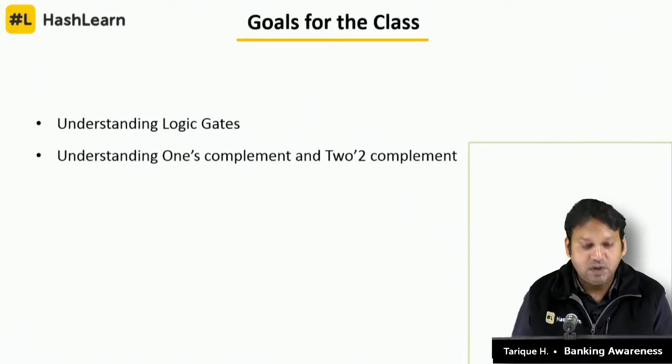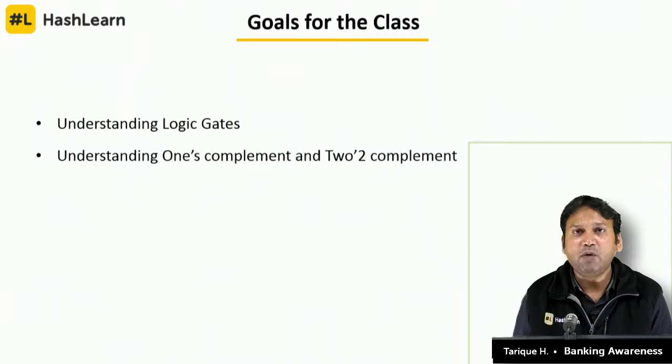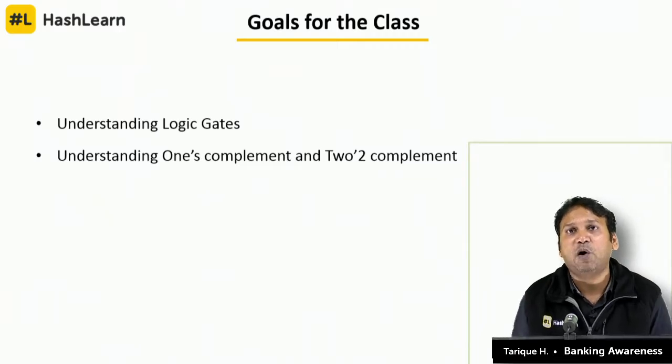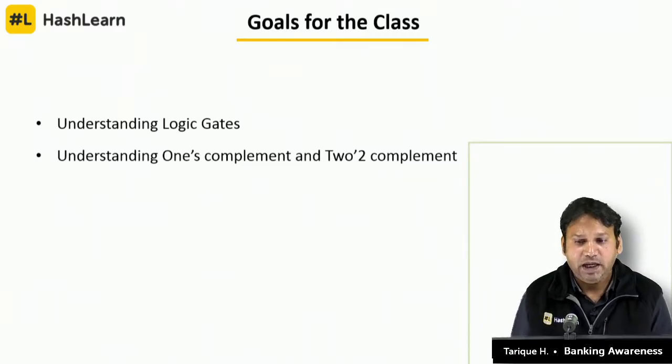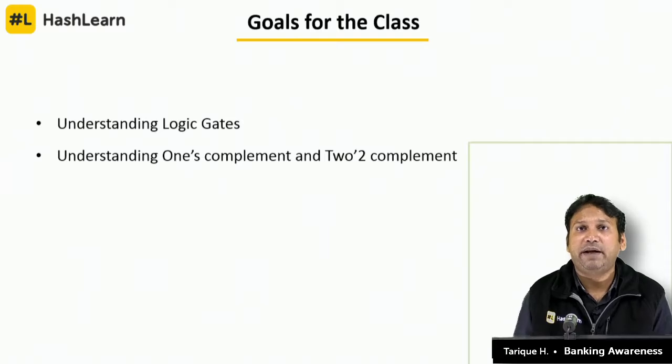So today's goal is to understand how to find ones complement and twos complement of a binary number, and to understand a little bit more about binary numbers, followed by understanding different types of logic gates and the truth tables of the logic gates. If you have not studied computer science in school or college and you're completely unfamiliar with this, you don't need to worry. We'll understand things in a very simple way to make it very easy for you.